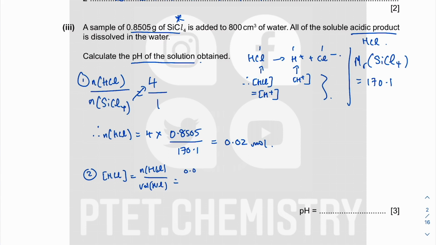So it's 0.02 mole. I have 800 cm³ of water. Convert that to dm³, because of the unit of concentration, you want it in mole per dm³. You get 0.025 mole per dm³.